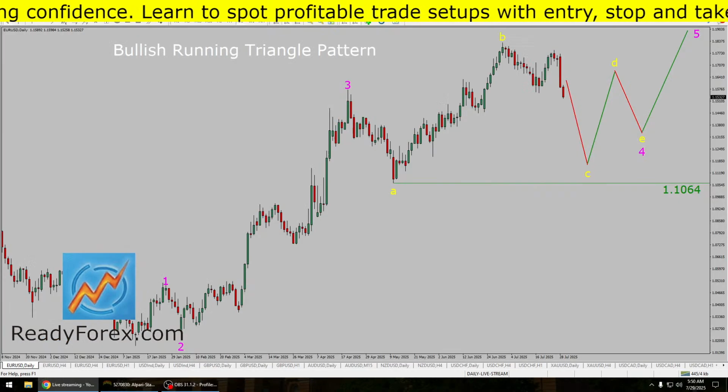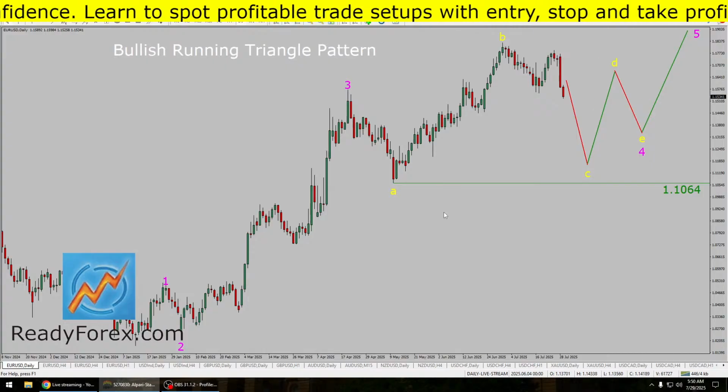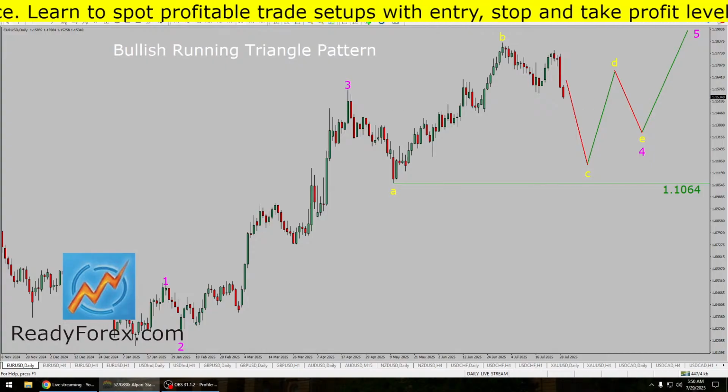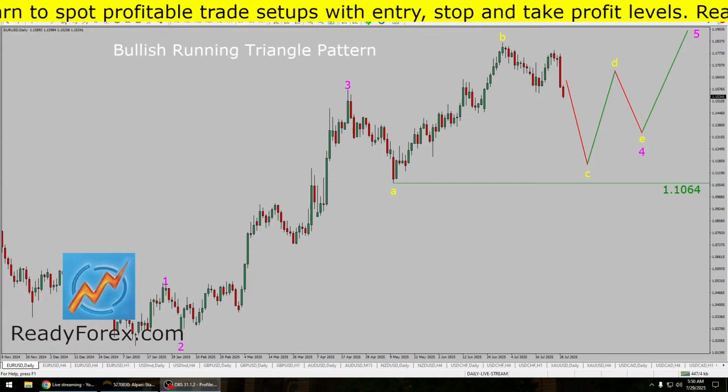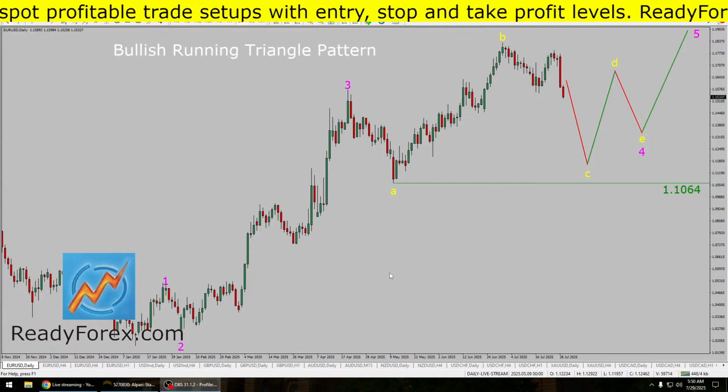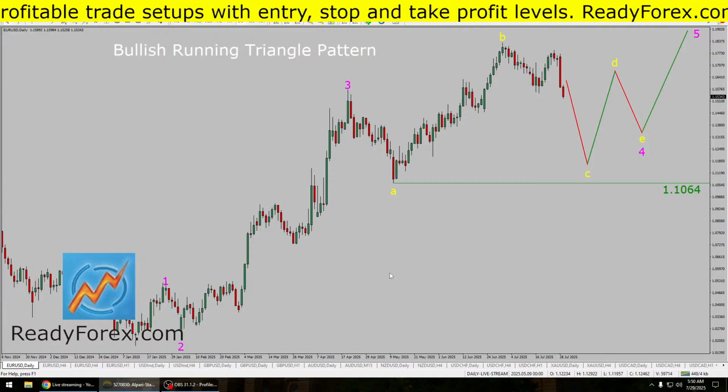Okay, let's get started. First things first, let us take a look at some price charts and see what's going on. Okay, let us start with the Euro Dollar currency pair.